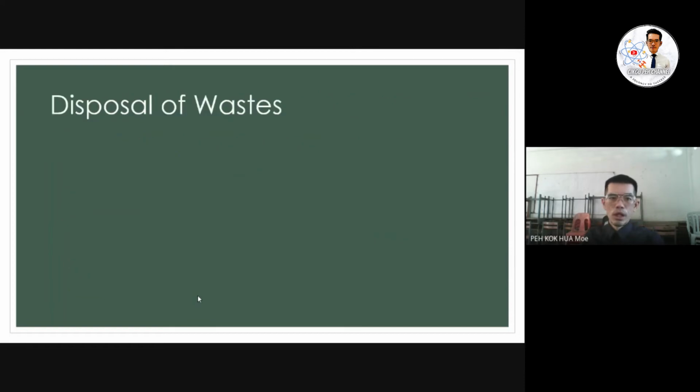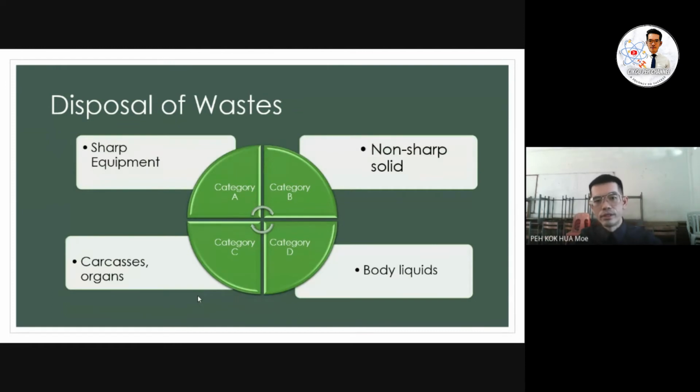Okay, here we have many examples for the disposal of the waste. We have 4 categories of waste. Category A is waste which is sharp equipment, category B is waste from non-sharp solids, in category C we have the carcasses and organs, and in category D we have body liquid, such as blood.